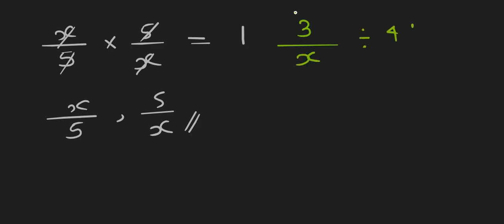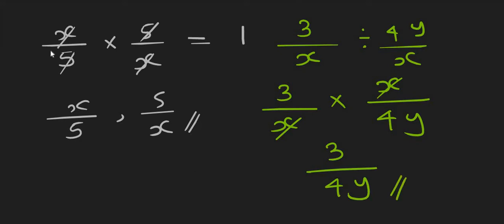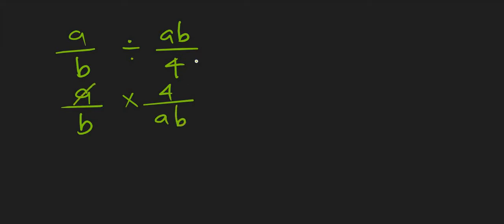Now 3 over x divided by 4y over x. Simply what we have to do is 3 over x multiplied by x over 4y. Therefore we get 3 over 4y. Let us consider some other examples. a over b divided by ab over 4. Therefore I can say a over b multiplied by 4 over ab. a can be cancelled off with a. Therefore I am left with 4 over b squared.